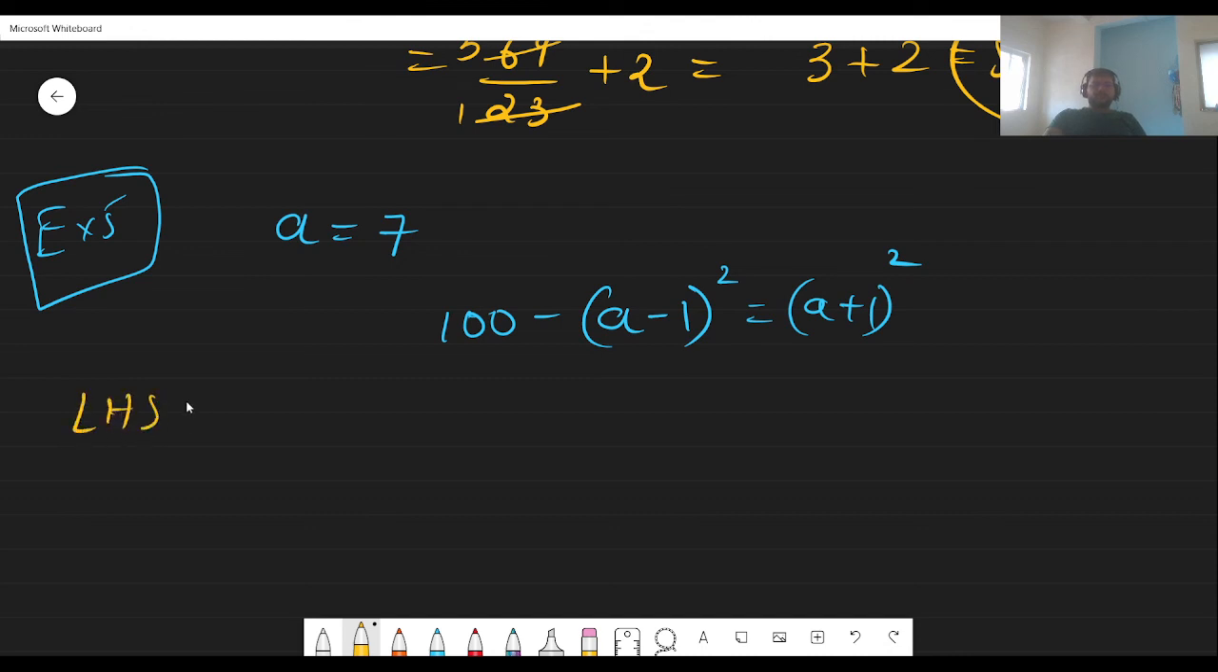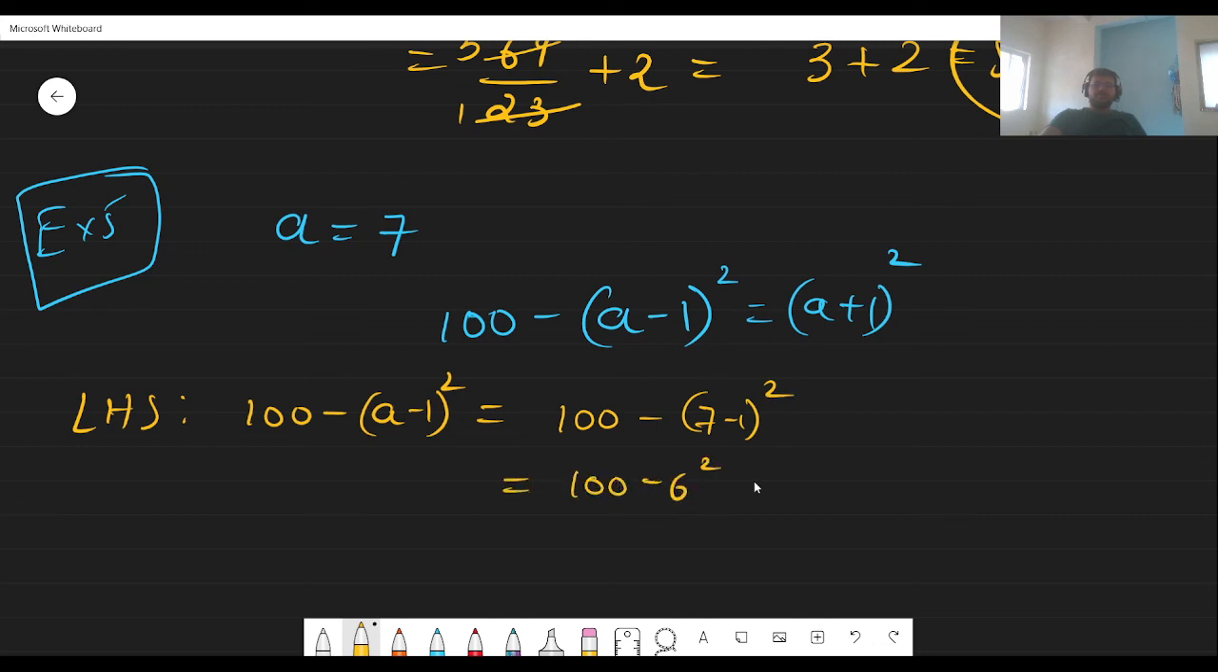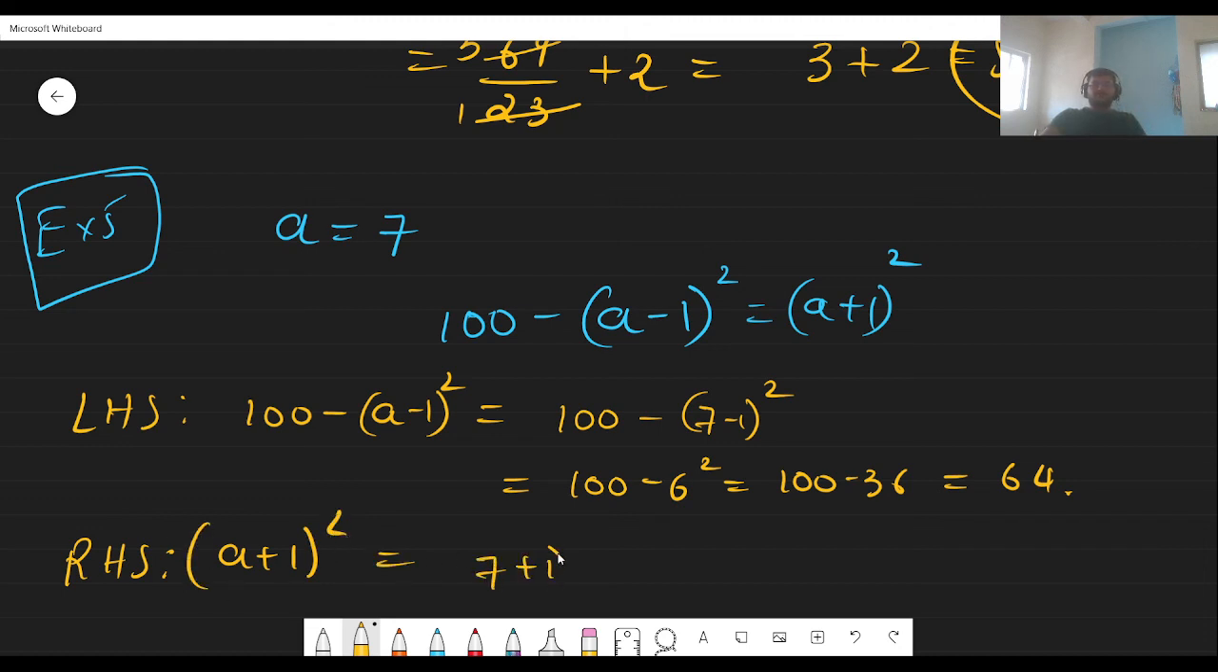First we'll calculate the LHS part: 100 minus (a minus 1) whole square. Instead of a, I will substitute the value 7. I get 100 minus (7 minus 1) whole square, which gives 100 minus 6 square, which gives 100 minus 36, since 6 square is 36, and that gives us 64. Now we'll calculate the RHS, which is (a plus 1) whole square. Substituting a with 7, I write (7 plus 1) whole square, which gives 8 square, and the square of 8 is 8 times 8, which is also 64. Both the LHS and RHS are the same, therefore the value satisfies the equation.